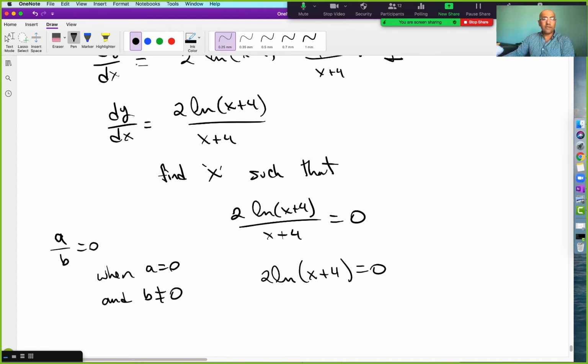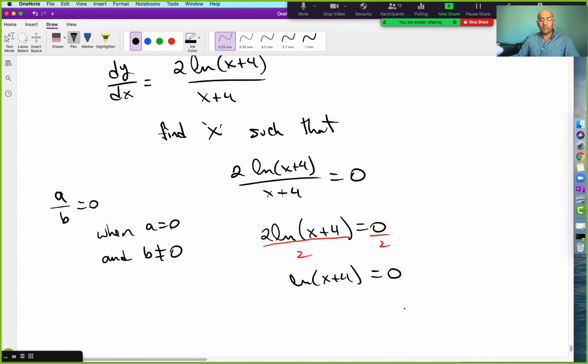Okay, we'll divide both sides by 2, and we end up with ln(x + 4) equals 0. And to figure this out, let's raise both sides to the power of e: e to the power of ln(x + 4) equals e to the power of 0.